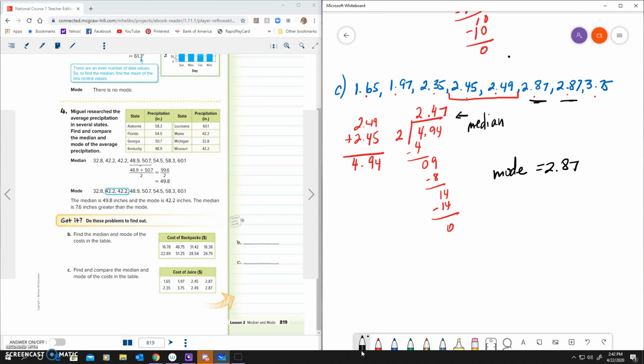So median and mode is pretty simple. The hardest part about median is when you have an even number of data pieces, you have to take the average of the middle 2. Okay? Make sure you go back and look at these examples over and over as much as you need, and we'll see you next time.